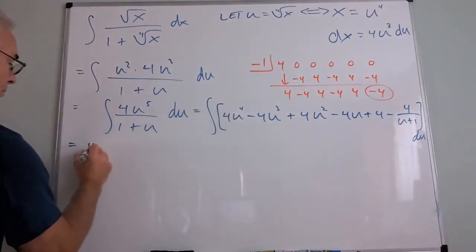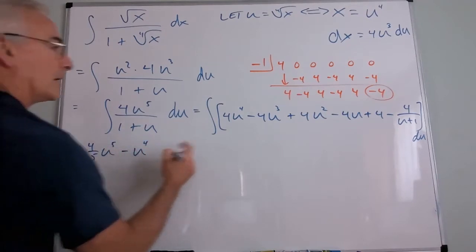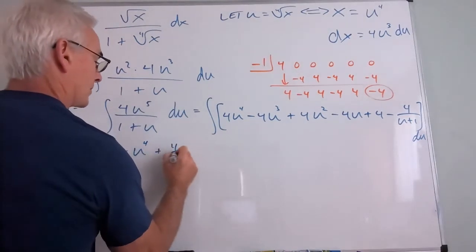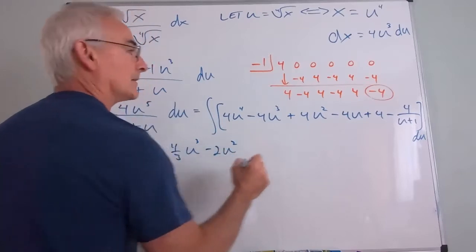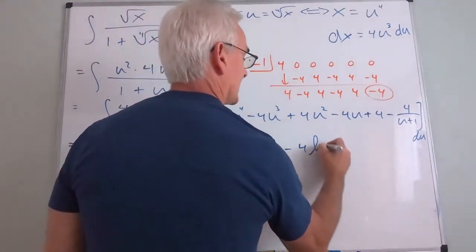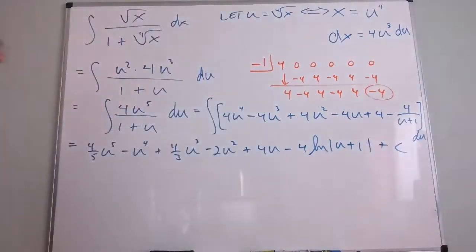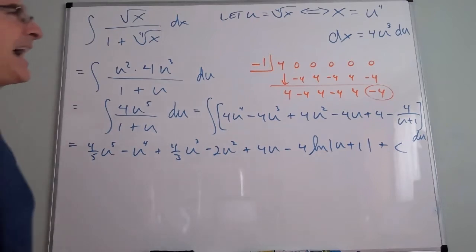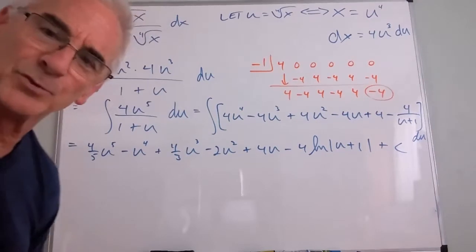So I'm going to get 4/5 u to the fifth minus u to the fourth plus 4/3 u to the third minus 2u to the second plus 4 times u minus 4 times the natural log, and I do need the absolute value. Now we're done with the calculus. Now, the question is, how do we represent our answer? What would be the cleanest way? Should I try to write roots all over the place?